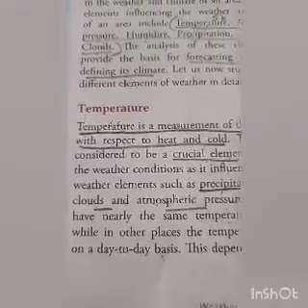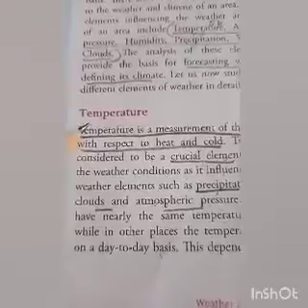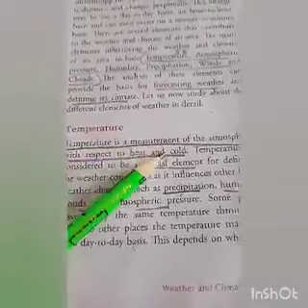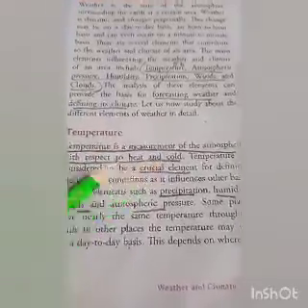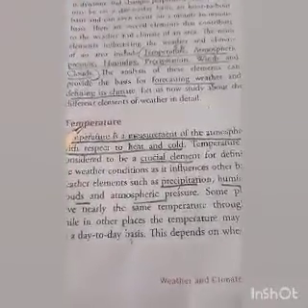Now children, let's discuss the first element of weather, that is temperature. Temperature is a measurement of atmosphere with respect to heat and cold. Temperature can be hot, temperature can be cold. And this is an important element for defining weather conditions.